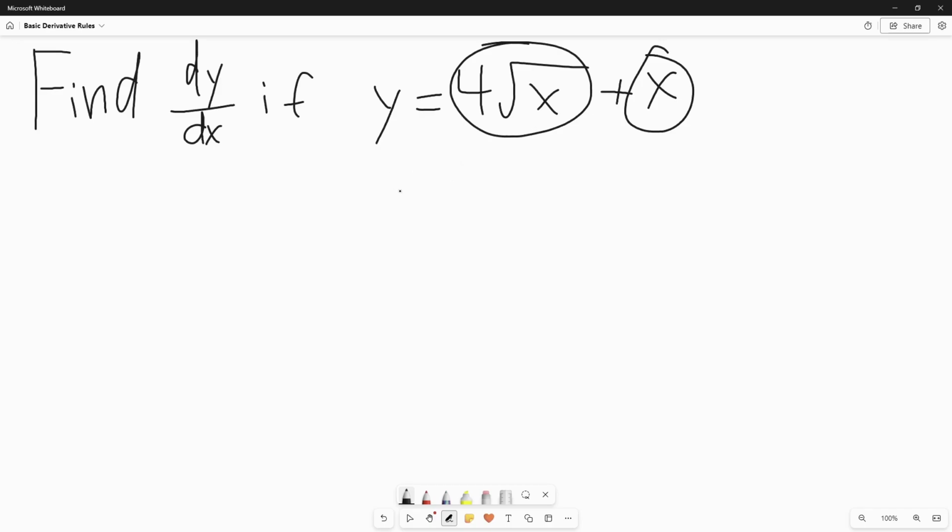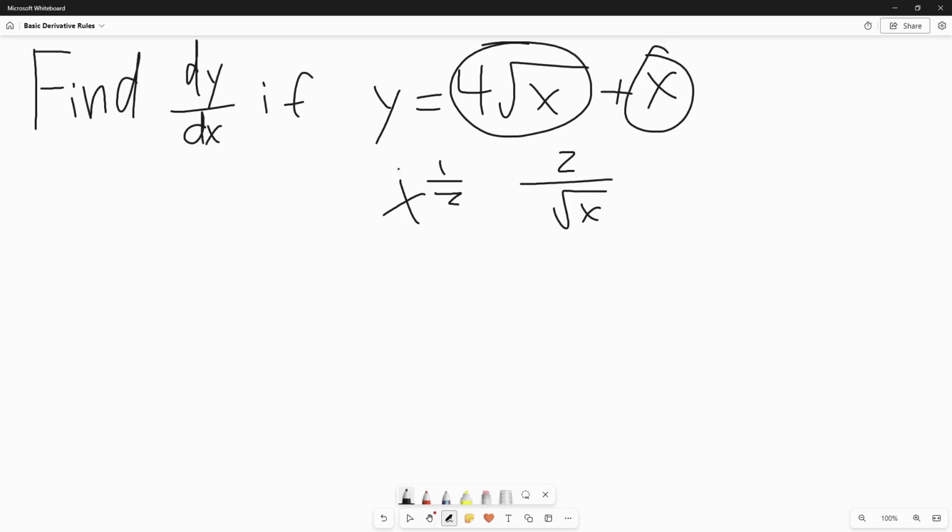Square root of x can be rewritten as x to the power of 1 over 2, and using the power rule, we can determine that the derivative of this is equal to 1 over 2 times the square root of x. But remember, we must multiply by 4, so we get 4 over 2 times the square root of x, and these cancel out, and this just becomes 2 over the square root of x.